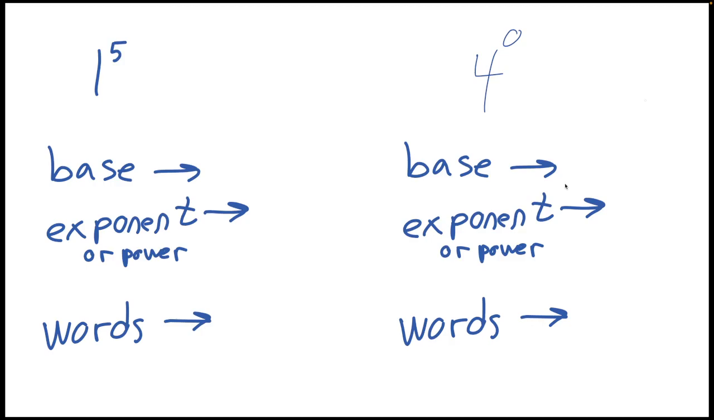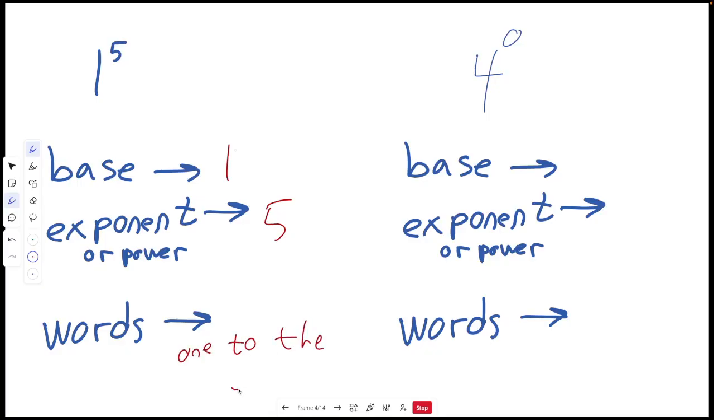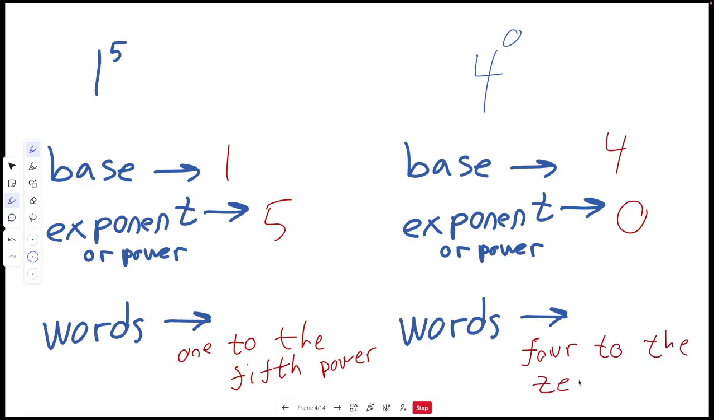Okay, now that you've had some time to work on these two problems, let's take a look at your work. For the first one, you should have said that the base is 1, the exponent or power is 5, and in words, this is 1 to the 5th power, or 1 with an exponent of 5. The second one, you should have said the base is 4, the exponent is 0, and the words for this would be 4 to the 0th power, or 4 raised with an exponent of 0, something along those lines.